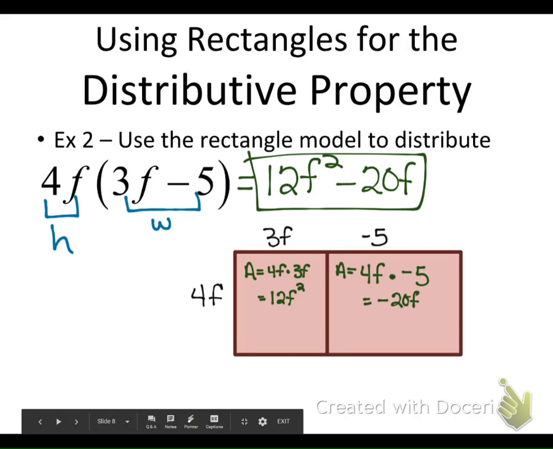Now, what do you notice about the next two examples compared to the first two examples? It's got 4 boxes. So what does that tell us if it has 4 boxes? Multiplication. It's going to have 4 areas. We're going to multiply 4 different times. What else? How many heights am I going to have? 2. And then how many widths am I going to have? 2.